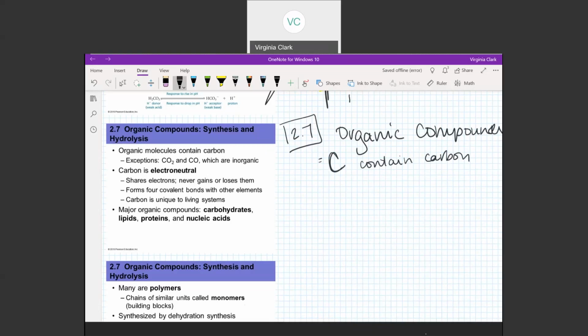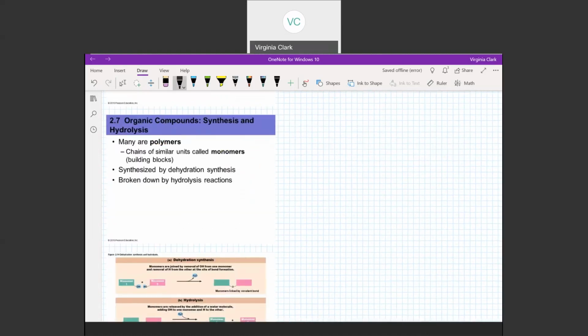Okay, so carbon is really important because it is electroneutral. It does not really gain or ever lose electrons, so it is just super stable. Carbon is unique to only living systems, which is why this is going to be biochem, the study of living organisms. There are 4 types of organic compounds, and we're going to talk about them each individually: carbohydrates, lipids, proteins, and nucleic acids. So we're going to start with what they all have as the same foundation. They all are going to have something called a polymer. And a polymer is going to be a chain of molecules.